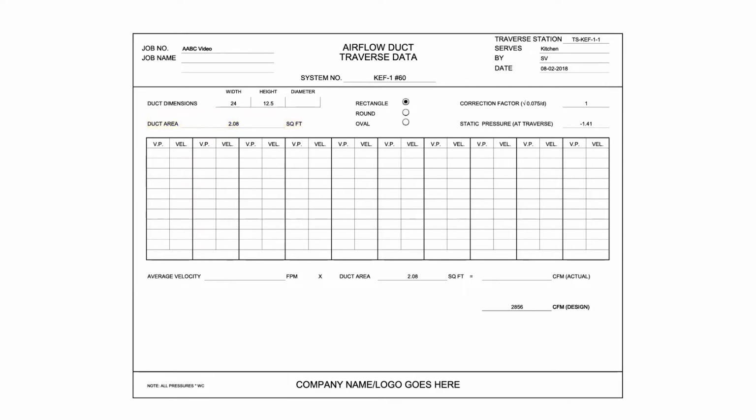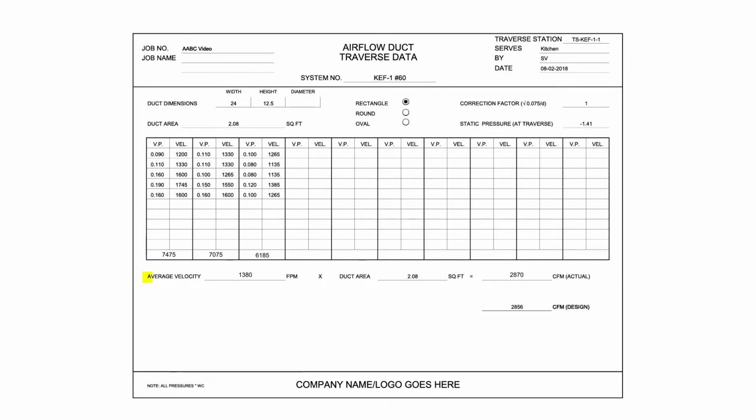The velocity readings were calculated by taking the square root of the velocity pressure and multiplying by 4005. Velocity pressure 0.09, 0.11, 0.16, 0.19, 0.16, 0.11, 0.11, 0.1, 0.15, 0.16, 0.1, 0.08, 0.08, 0.12, 0.1.